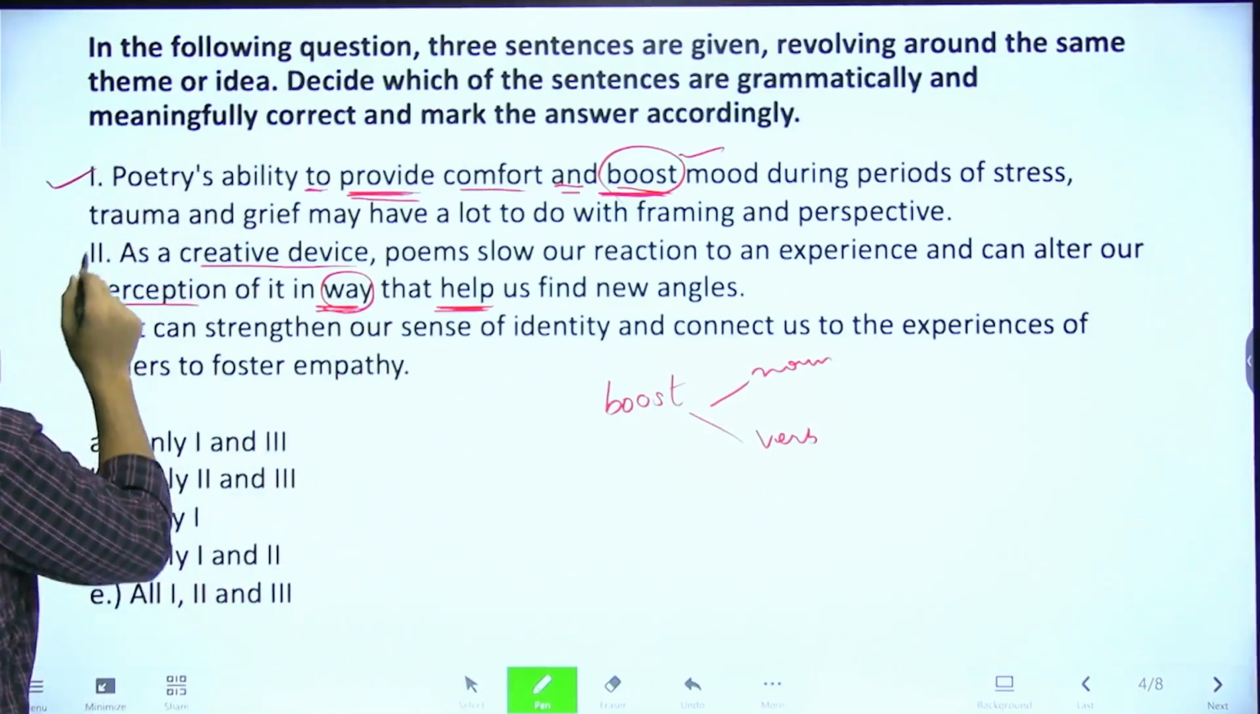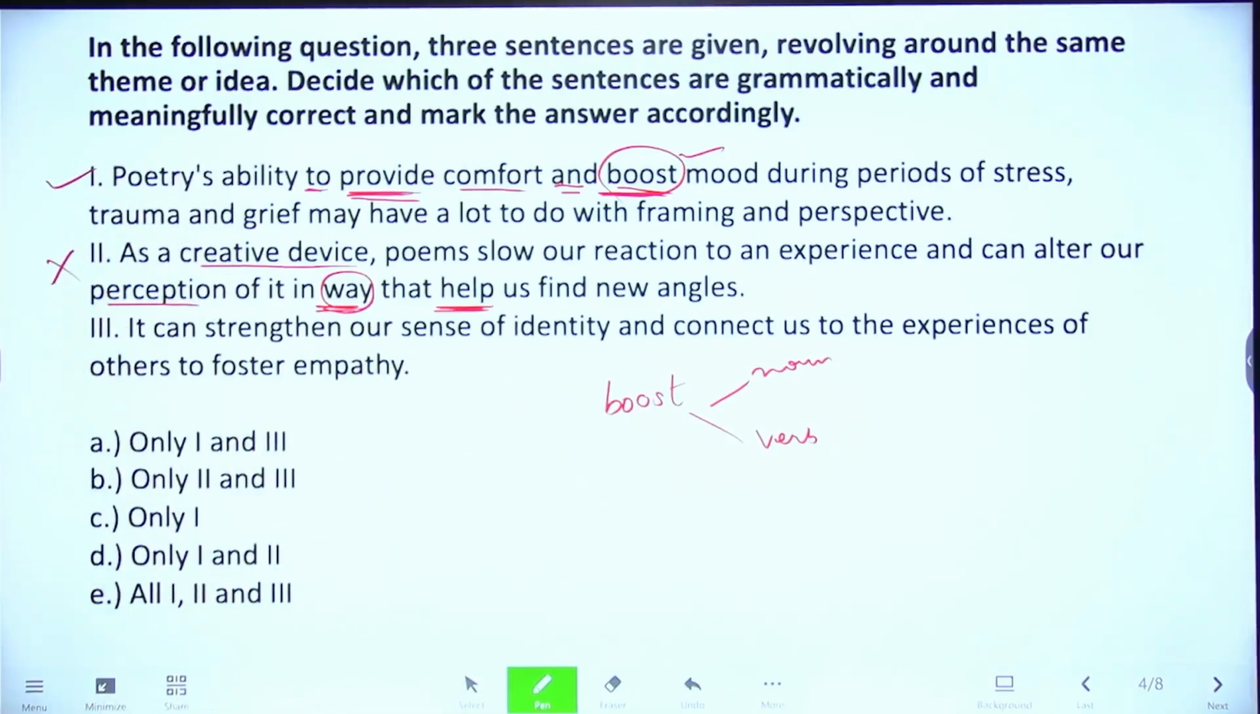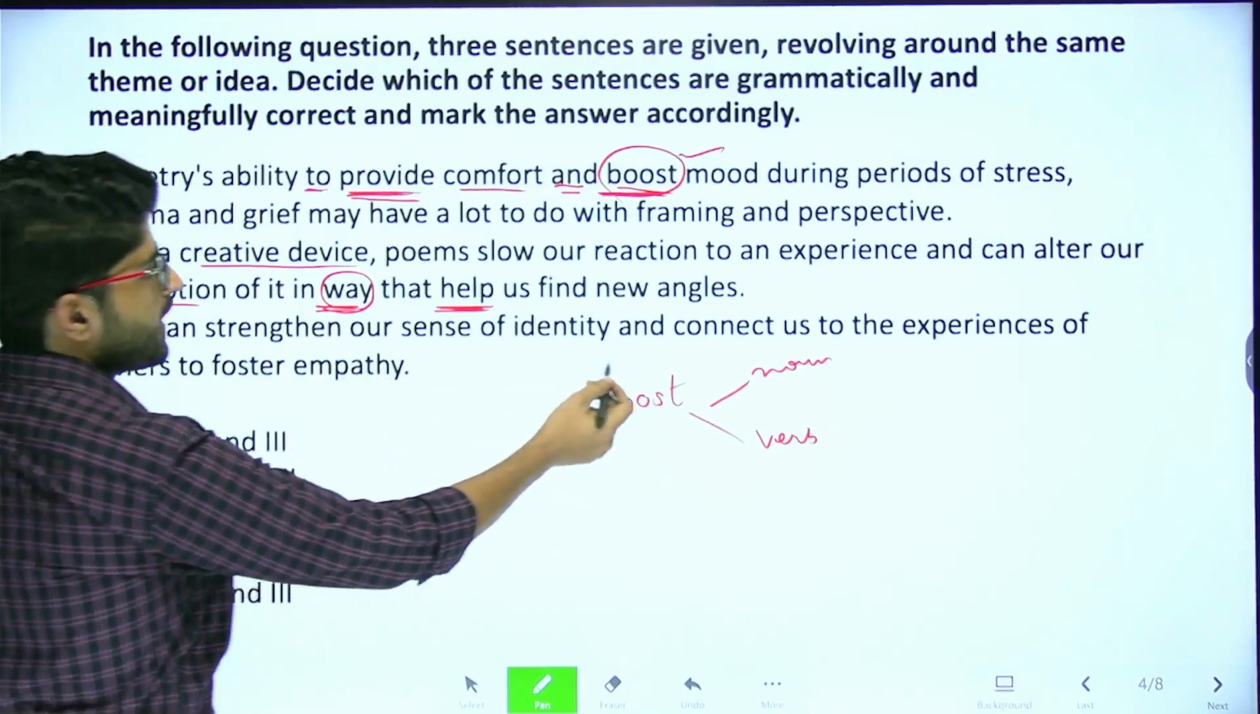So sentence 2 is incorrect. The third sentence says it can strengthen our sense of identity and connect us to the experiences of others to foster empathy. What can poetry do? It can strengthen our sense of identity.